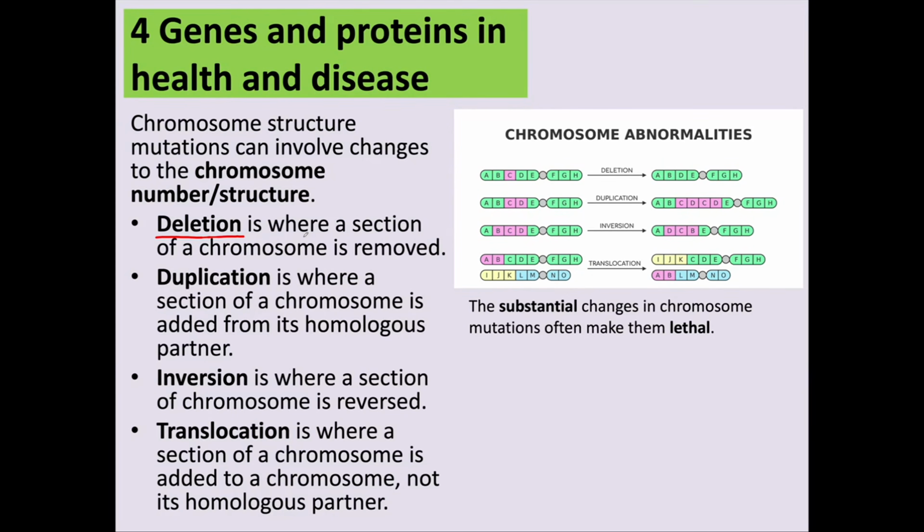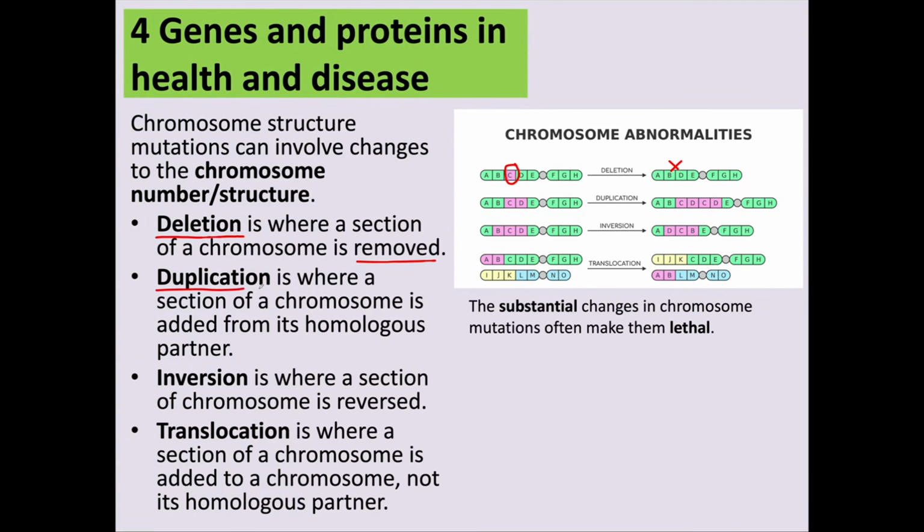Now, deletion, and remember this for all your definitions for chromosome, you have to say, is where a section of a chromosome is removed. Remember that bit, section of a chromosome. So deletion is where a section of a chromosome is removed. If we look at the diagram over here, we can see this C part of the chromosome. When we go over here, that has gone, it's been removed, it's been deleted. So deletion, removing a section of a chromosome.